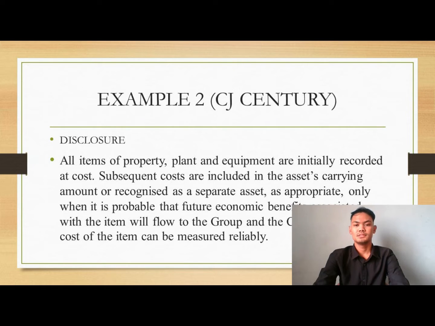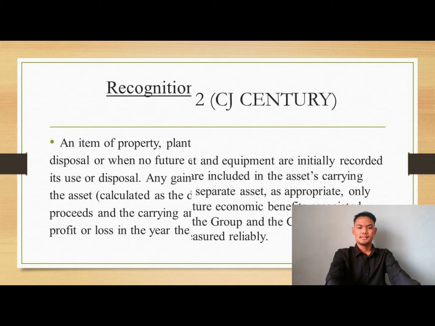Example 2 for CJ Century disclosure. All items of property, plant and equipment are initially recorded at cost. Subsequent costs are included in the asset's carrying amount or recognized as a separate asset, as appropriate, only when it is probable that the future economic benefits associated with the item will flow to the group and the company, and the cost of the item can be measured reliably.